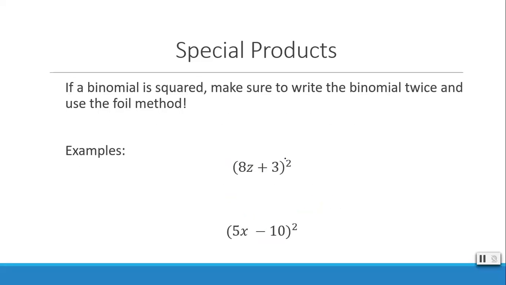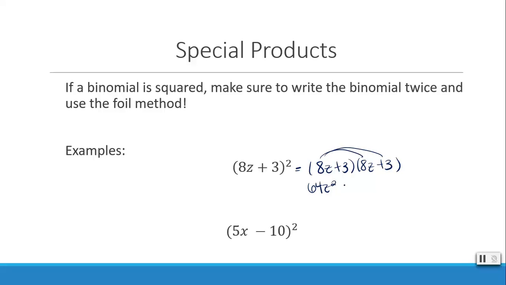Be very careful with these. A lot of students try to take a shortcut and they try to raise each one of these to the second power, but this is not what that means. By definition, this in parentheses squared means 8z plus 3 times another 8z plus 3. So if you try to take a shortcut and raise each one to the second power, you're going to miss your middle term completely. So this is going to give us 64z squared.